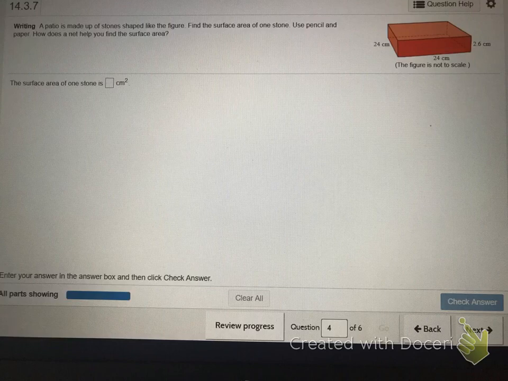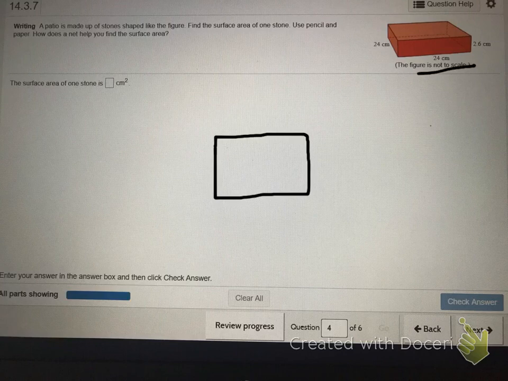This is a rectangular prism. So first I'm going to draw the base, which is a rectangle, and I'm going to label this. I see here that this front edge is 24 centimeters, and this length going back there, the depth, is also 24 centimeters. Okay, and I'm going to move this inside so I don't run into it when I draw later.